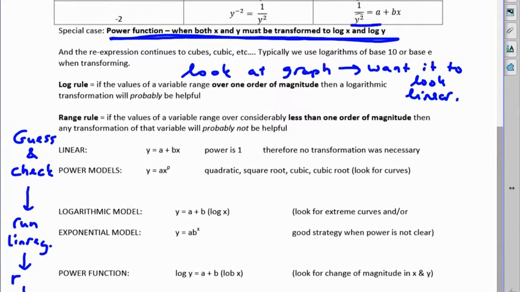And then if you take the logarithm of both sides, both the observed x and the observed y value, then you'd be doing something called a power function. And you would be doing either a common log, which is a base of 10, or a natural log, which is a base of e, and doing that to both the observed x and y values.